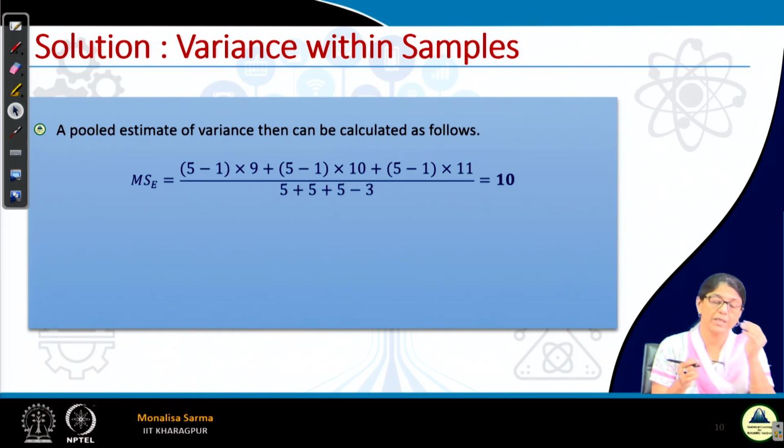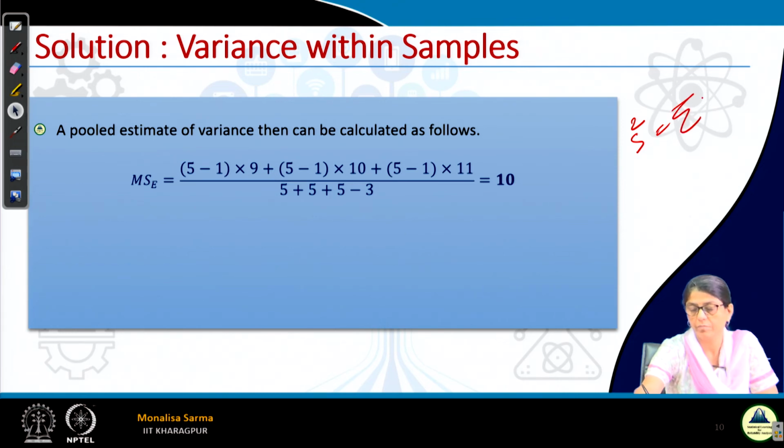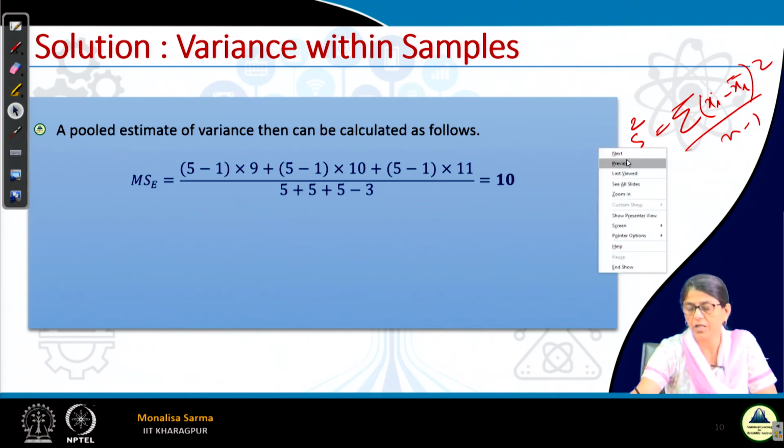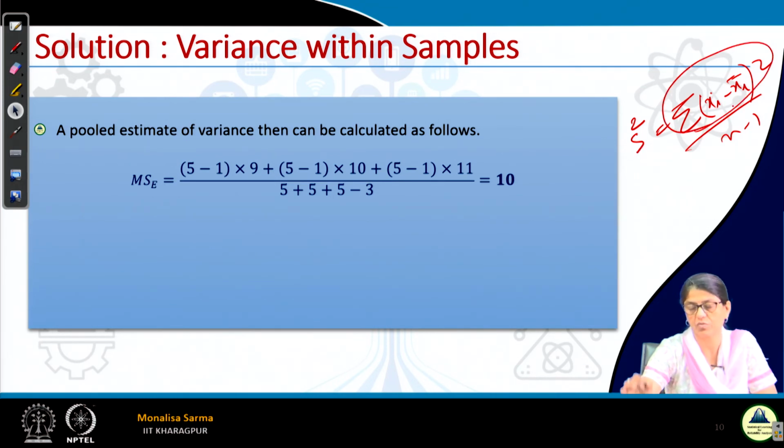Sum of squares within the sample, when you are calculating variance, you already calculate that, isn't it? What is variance? Sample variance S square is equal to the sum of xi minus x bar, whole square, divided by n minus 1. So, this is variance. When you calculate variance, you already calculate this sum of squares.